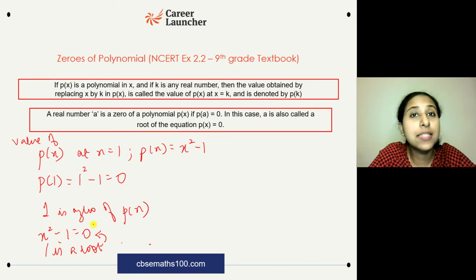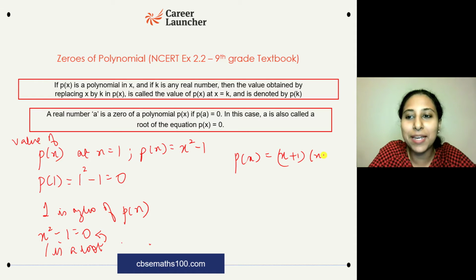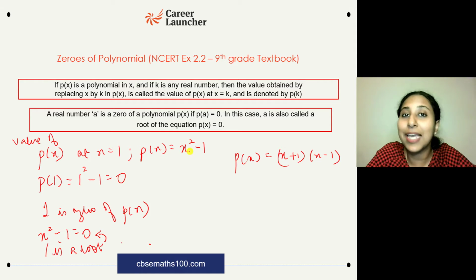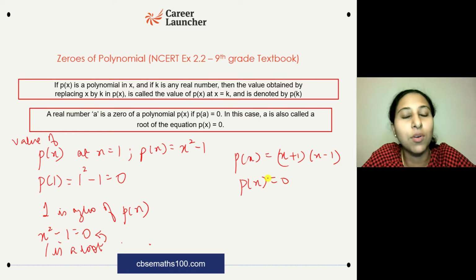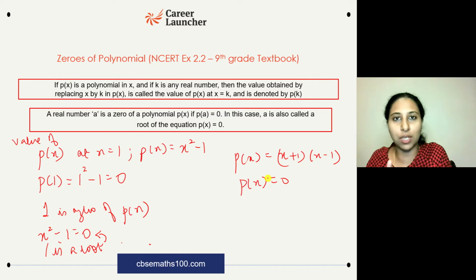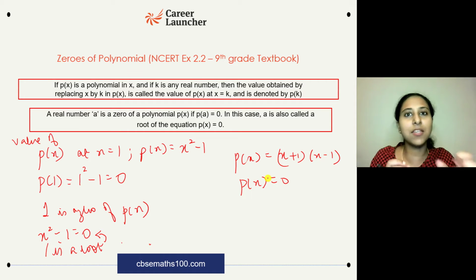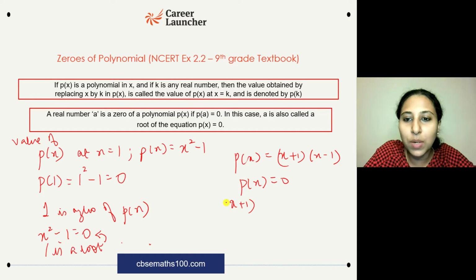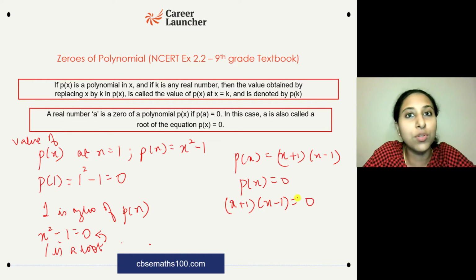In order to obtain the zeros of p of x, we could have also factorized p of x. You can see that p of x could be factorized here as x plus 1 into x minus 1 by using the identity a square minus b square equals a plus b into a minus b. Now, what happens when I equate p of x is equal to 0? See, the point of finding the zeros of a polynomial is to equate it to 0 and find which values of x makes the value of p of x as equal to 0. So when I do this, I'll get x plus 1 into x minus 1 is equal to 0.